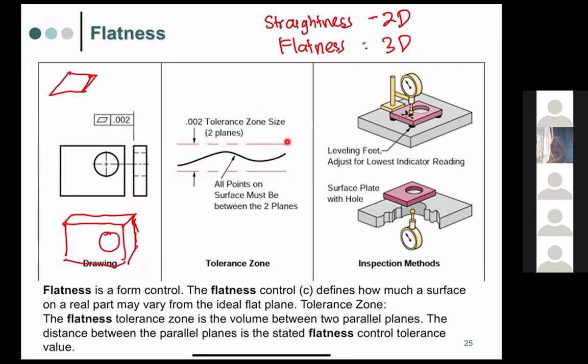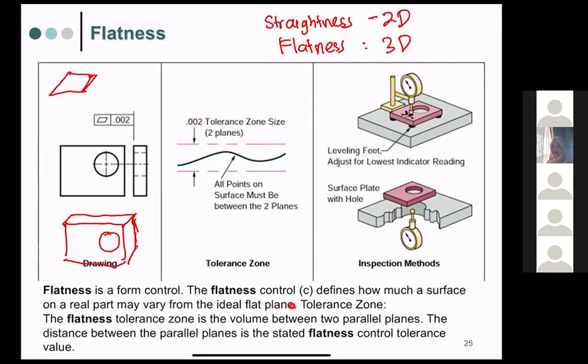Okay, so the point is, although the surface may be a little bit rough like this, and have a tolerance of 0.002, it is okay as long as it is within the tolerance plane zone. And if we want to put this part on top of others, like in the previous videos, we also can do that. It won't cause any damage. So flatness is a form control.